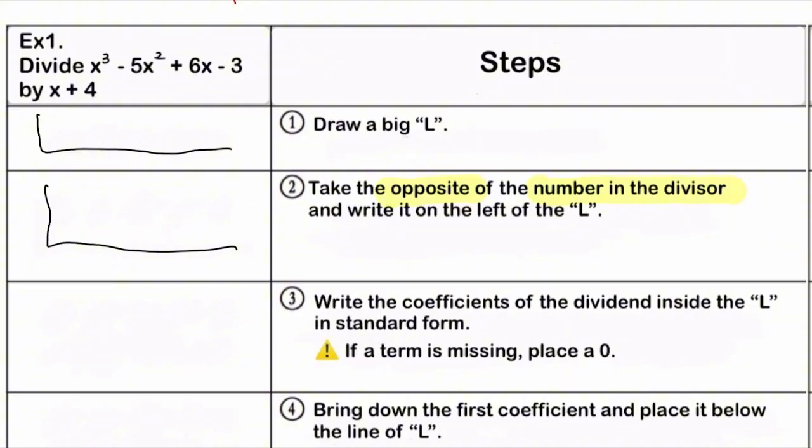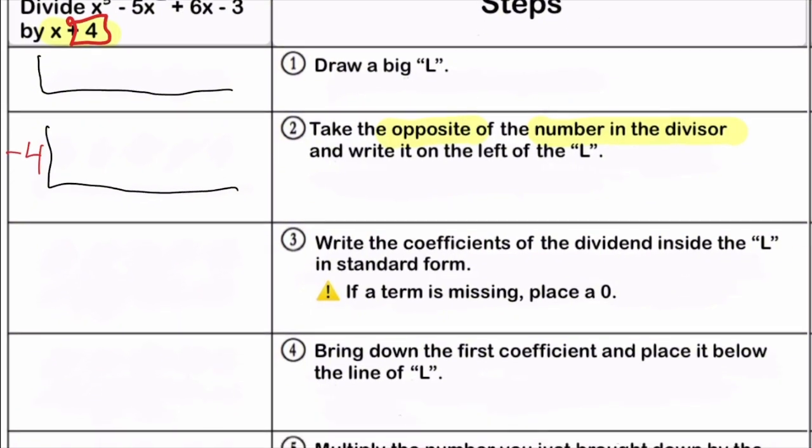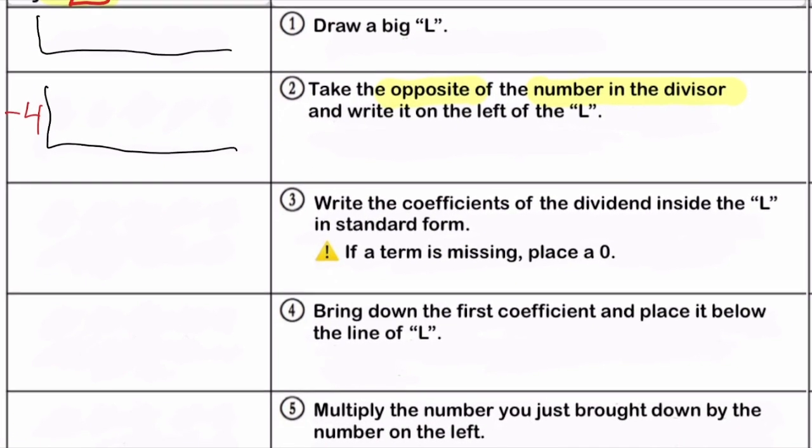Our divisor is x plus 4. So what is the opposite of that? Well, just look at the number, plus 4. What is the opposite of plus 4? Well, minus 4. So we're going to put minus 4 on the outside here. Pretty straightforward. Again, nothing too crazy yet, or ever really in this. It's not a tough process.